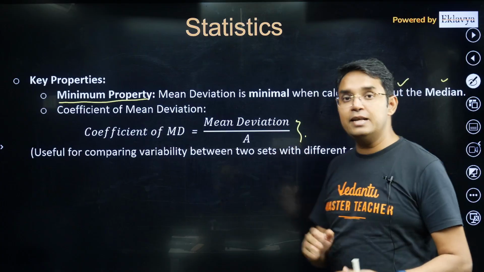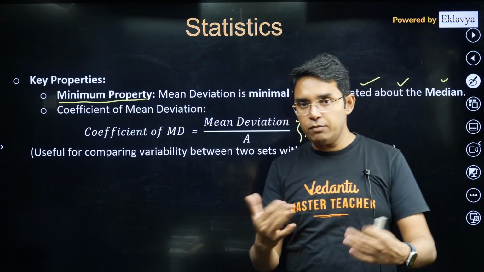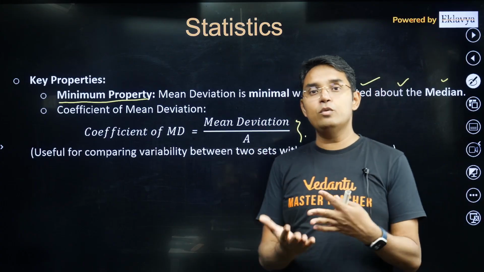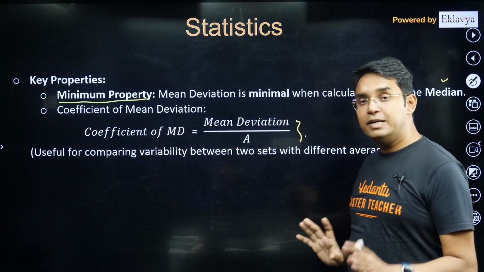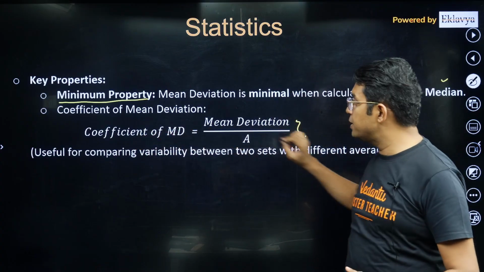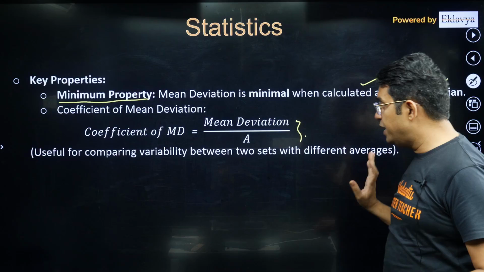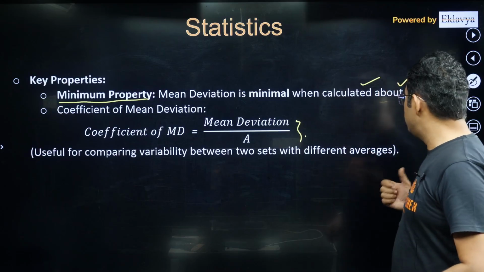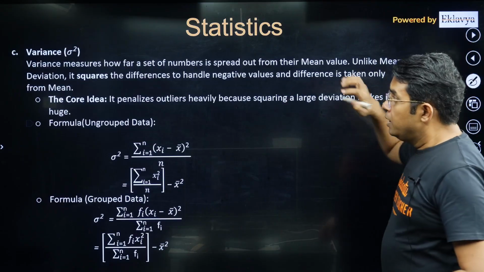If you are measuring, let's say, length, your mean deviation will be in meter or centimeter, whatever. Your a will also be in meter or centimeter, but when you take the division, it will become a dimensionless quantity, just a number. So that is the coefficient of mean deviation. This is useful for comparing variability between two sets with different averages. Okay, variance.